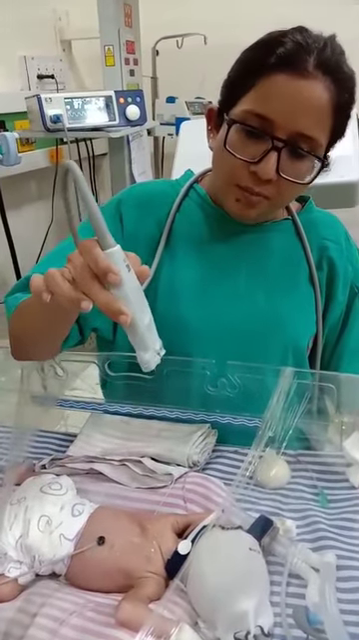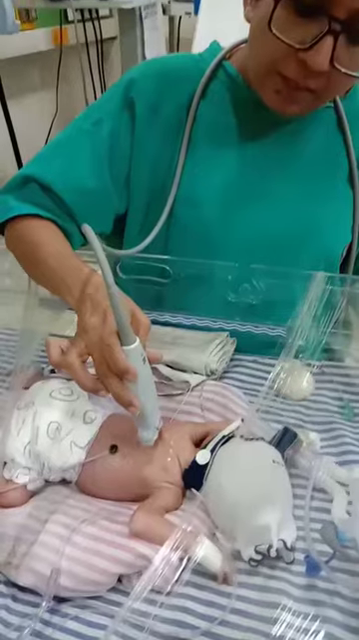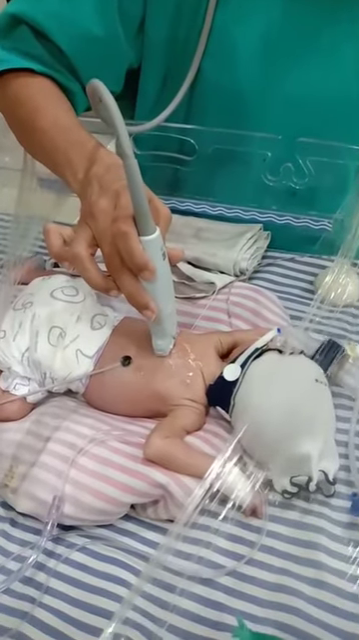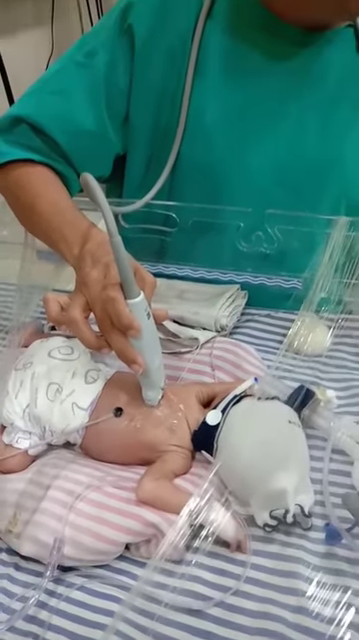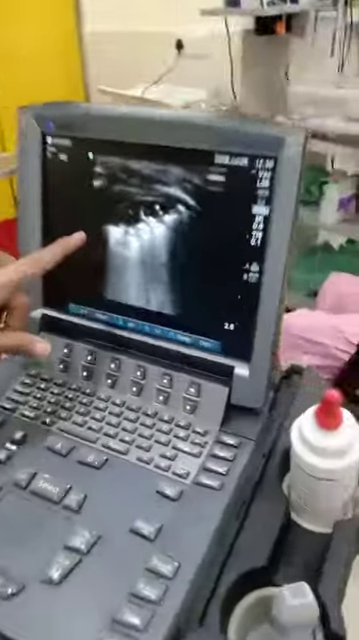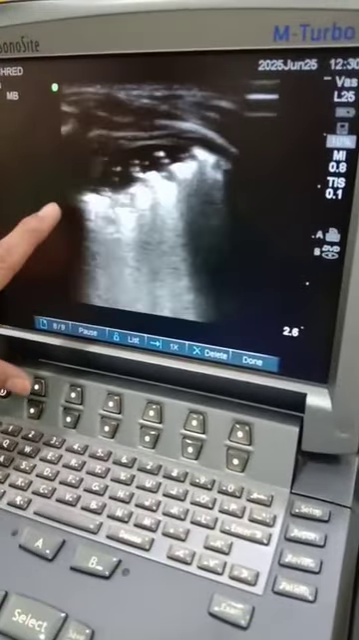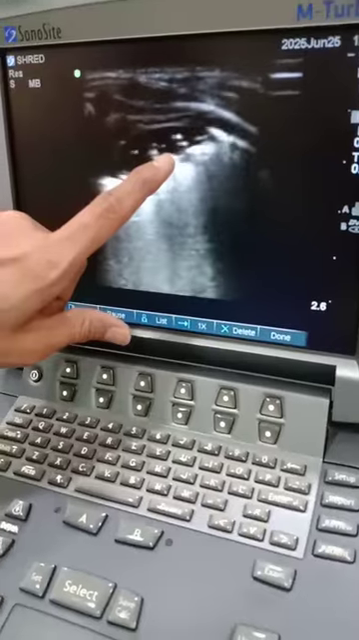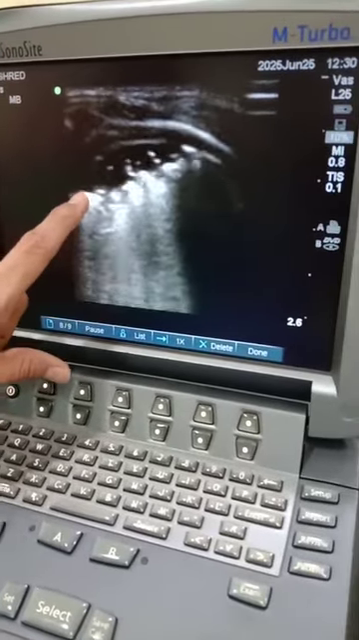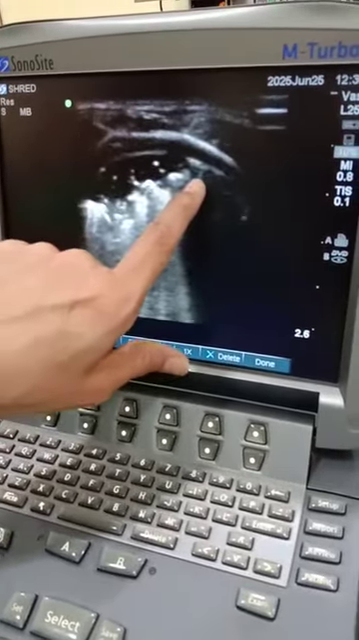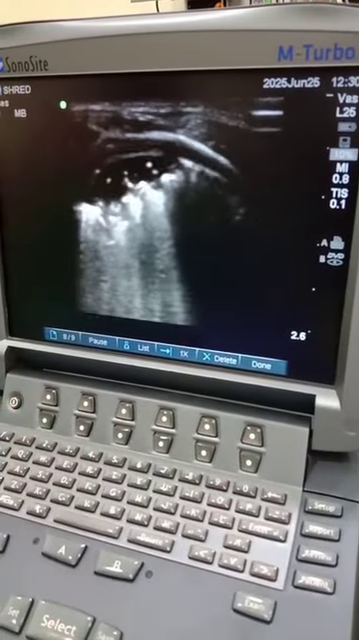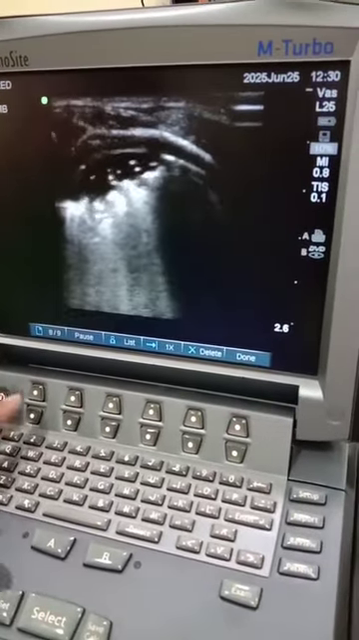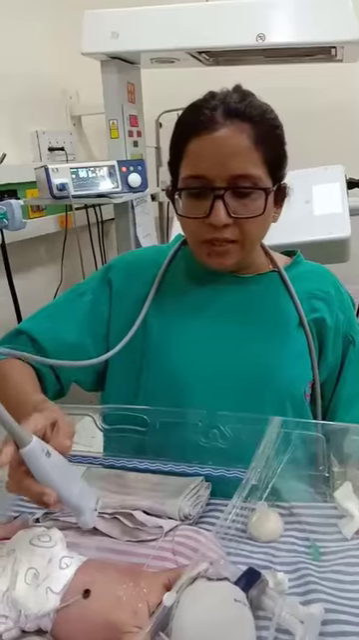This is a linear probe. I keep it on the left side horizontally. See how you get the picture. This is a horizontal scan. You have a few dynamic air bronchograms. This is a shred sign. This is a B profile. We will do a transverse scan on the right side.